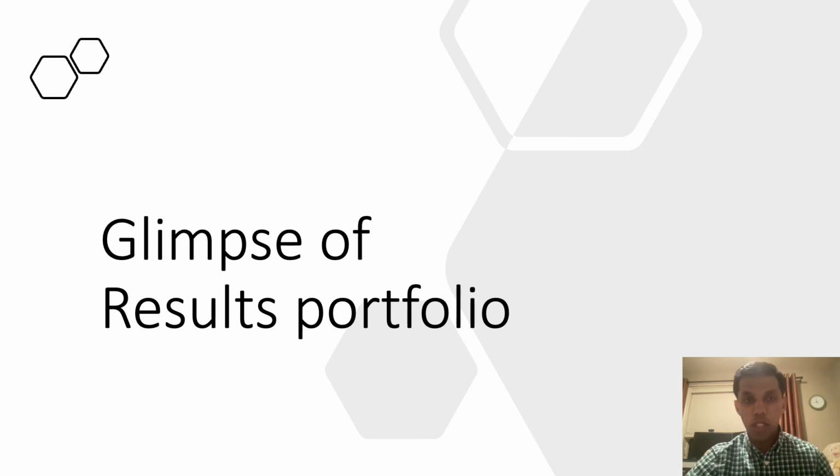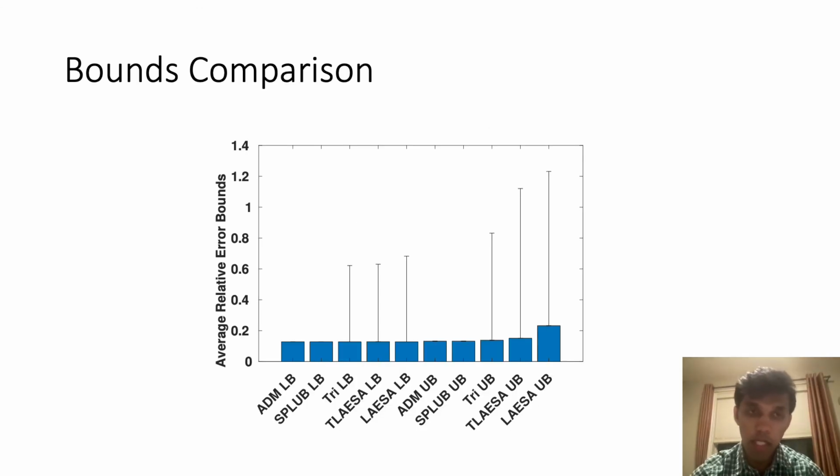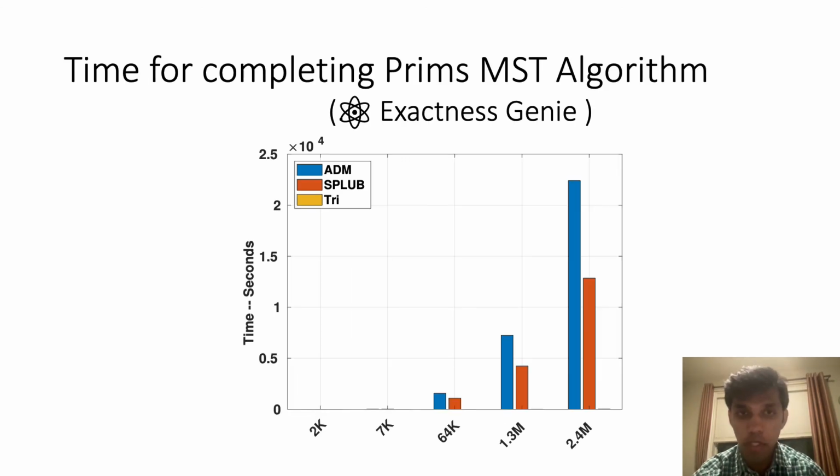Now I would like to give you a glimpse of the results portfolio. You can see the lower bounds produced by ADM and SPLUB are exactly the same, which is the same case for the upper bounds. The tri-scheme lower bound, which is the approximate lower bound, is much better than the TLESA lower bounds and the LESA lower bounds, as you can see from these pictures.